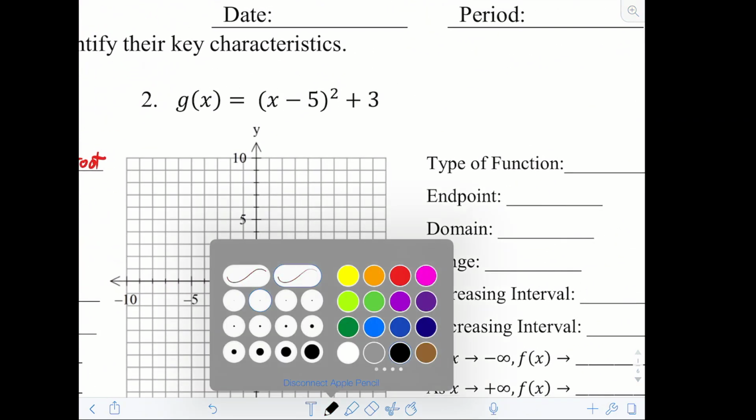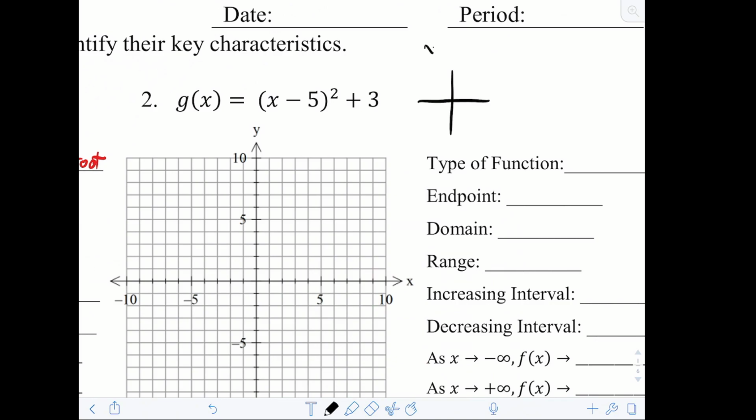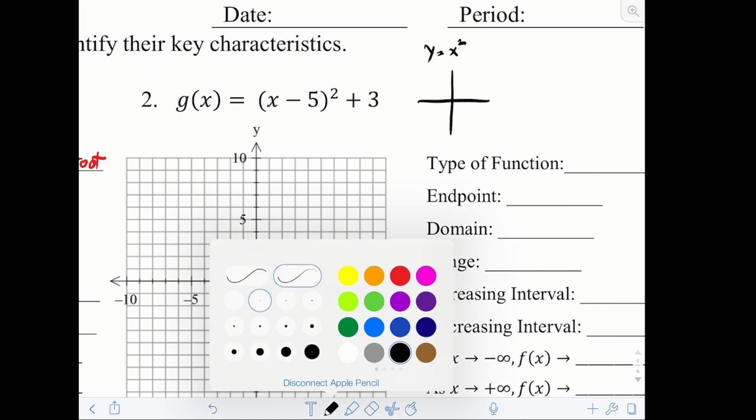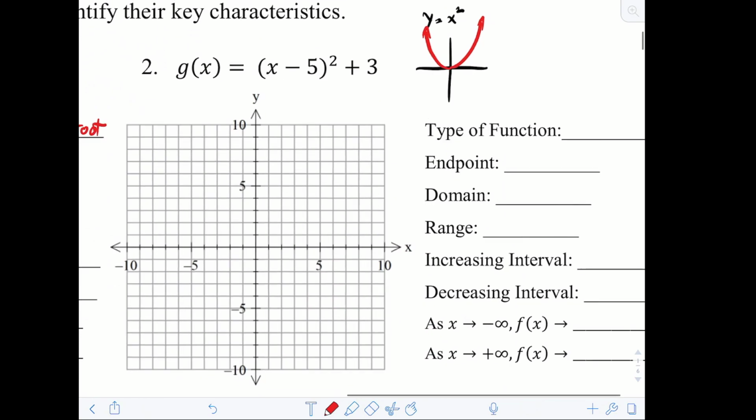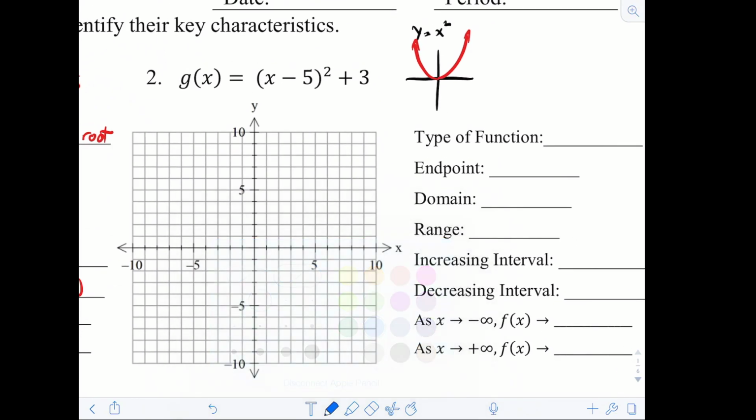My parent function here is y equals x squared, and in this case, it's going to look like this. Smiley face. Okay, so I'm going to notice that we have this minus 5 and then this plus 3. So minus 5 means I'm going over 5 units, up 3.